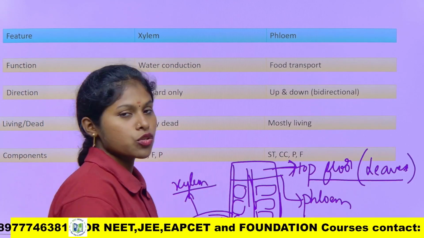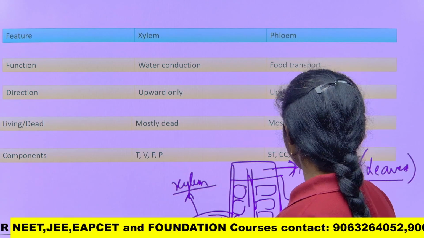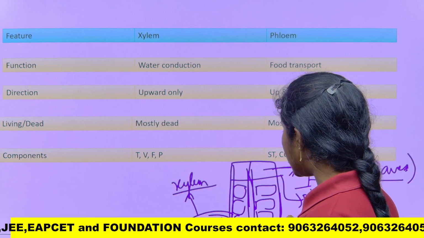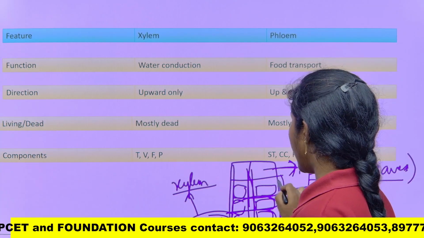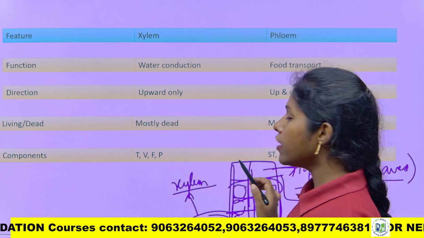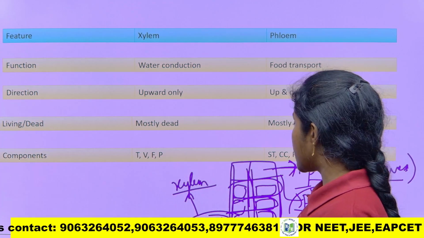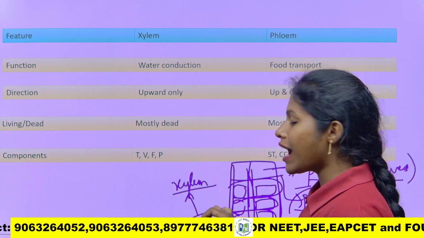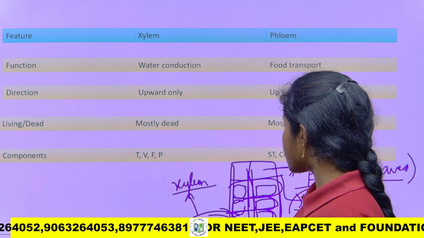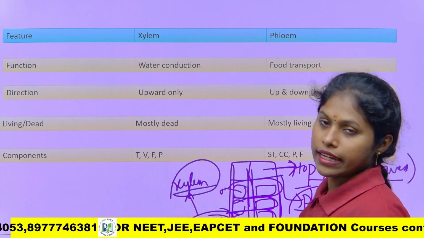Alright, children. Otherwise, remember it like this, so it will be easy for you. The food should be delivered to all the floors. Every apartment should get food delivered, right? So, which tissue is helping in that? Phloem is helping. Here the water is underground, so the water is transported to every apartment on every floor by the tissue called xylem, right.